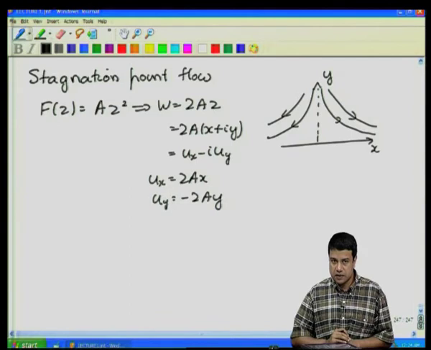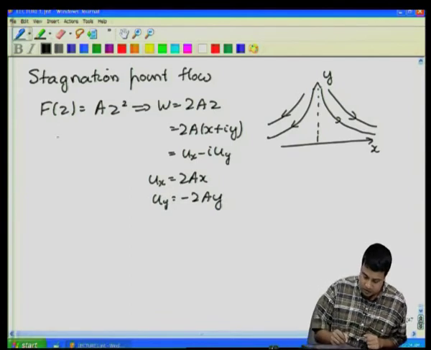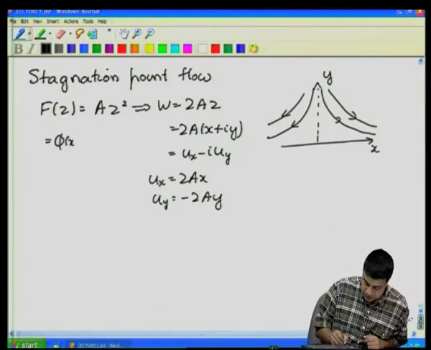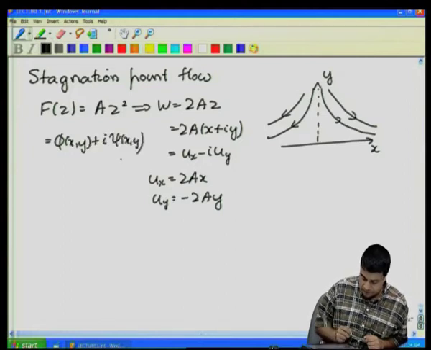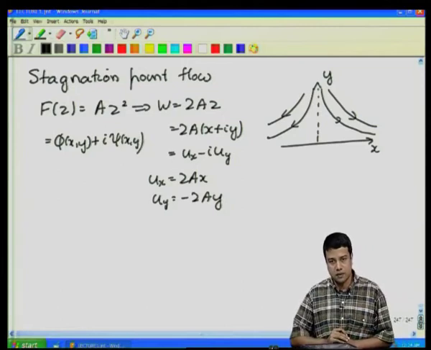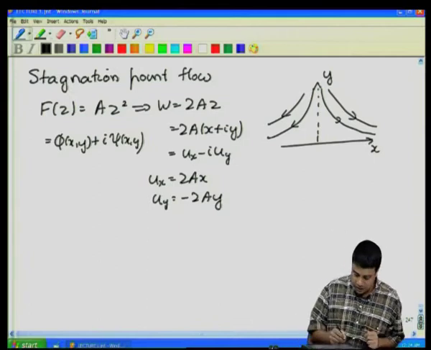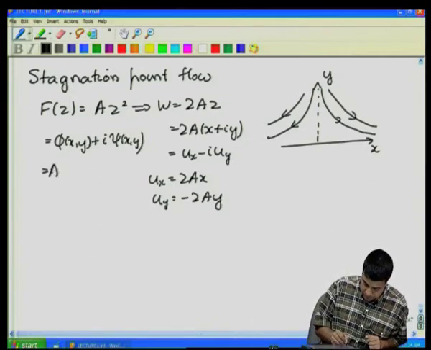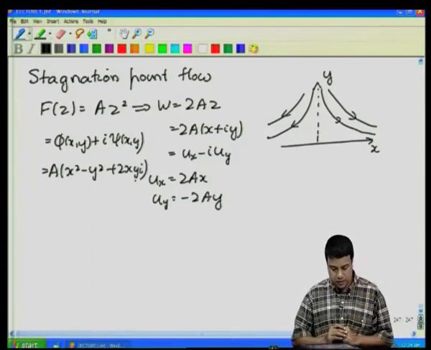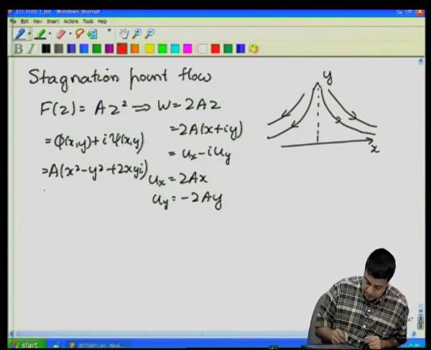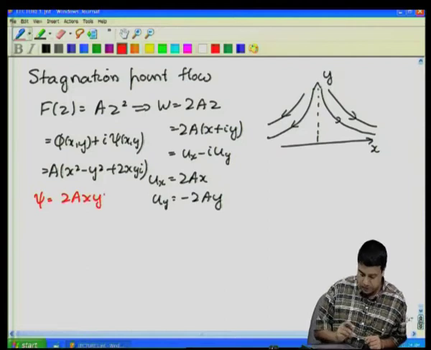The potential function itself, the complex potential, has as its real and imaginary parts phi of x y plus i psi of x y. If you take z squared and expand it out, you will get x squared minus y squared plus 2 x y i, which means that the stream function for this is equal to 2 a x y.